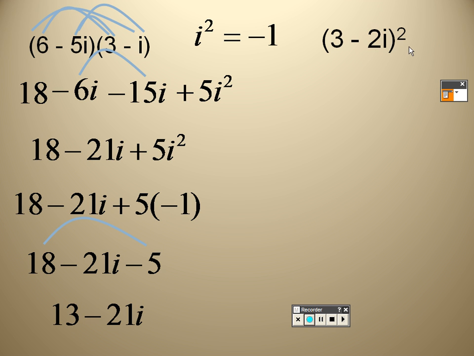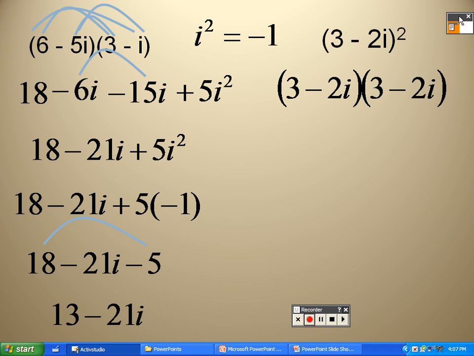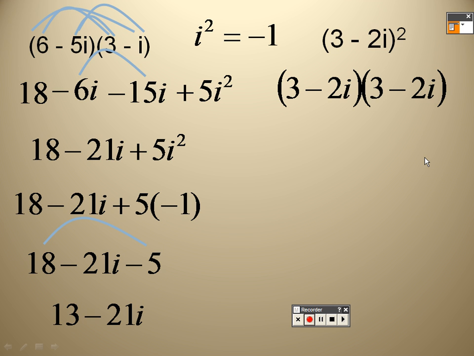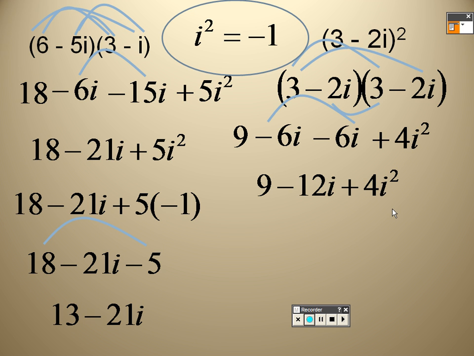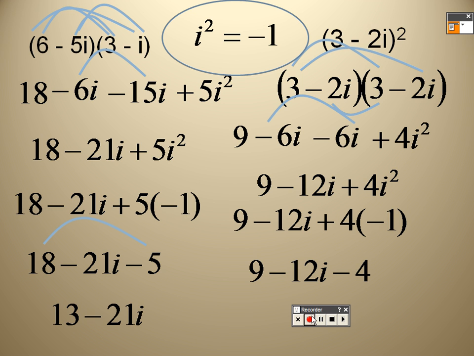3 minus 2i squared is like saying 3 minus 2i times 3 minus 2i. So 3 times 3 is 9. 3 times -2i is -6i. -2i times 3 is -6i. -2i times -2i is +4i squared. So you combine like terms, -6i and -6i is -12i. And this i squared is the same as -1. And -1 times 4 is -4. So 9 minus 4 is 5. So you get 5 minus 12i as your answer.